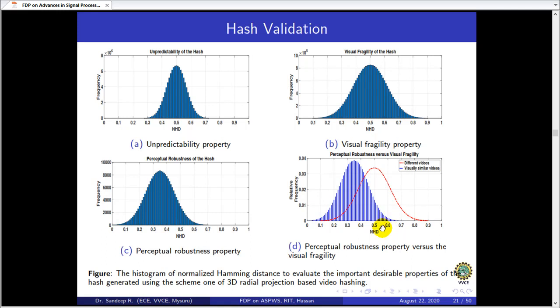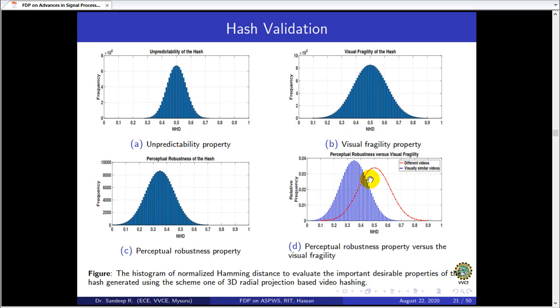Similarly, now suppose if it is less than 0.4, we tend to classify it as a perceptually similar video. But you see that the red line indicates there are some videos which, even though they are perceptually different, have a normalized timing distance between them that is still less than 0.4. So because of this algorithm, there is a large number of misclassifications because there is overlap between these two graphs.